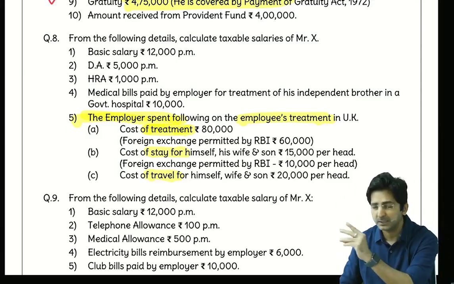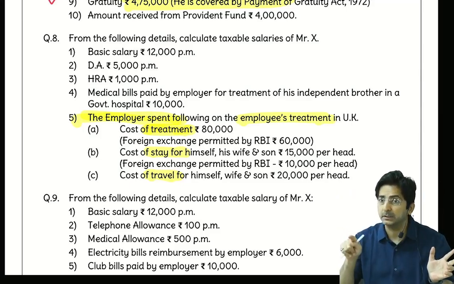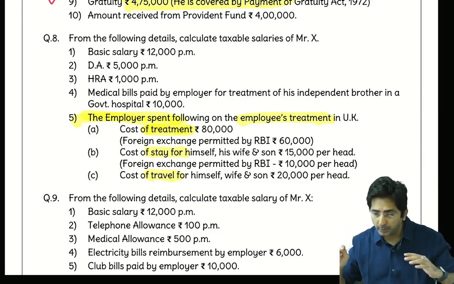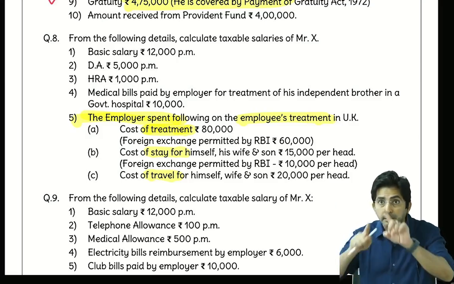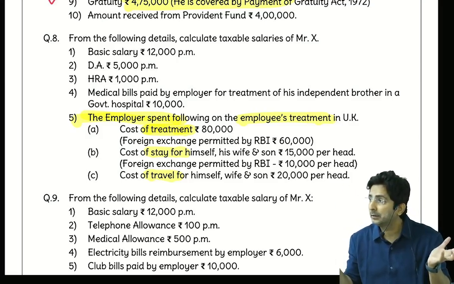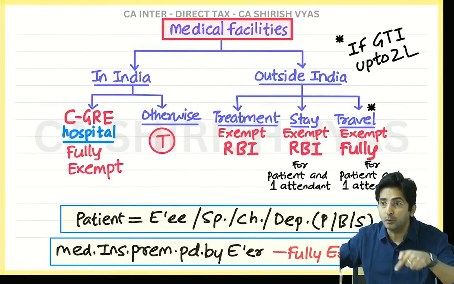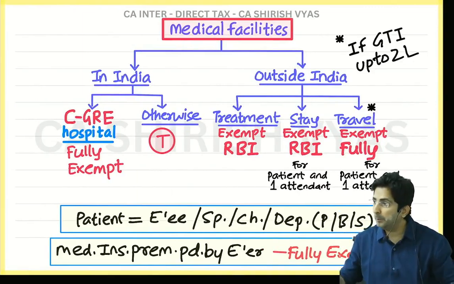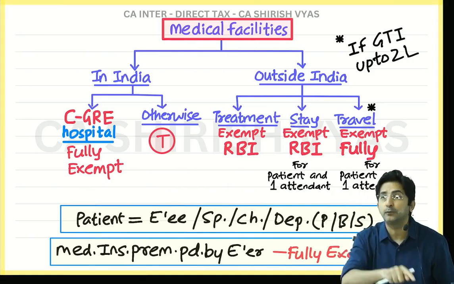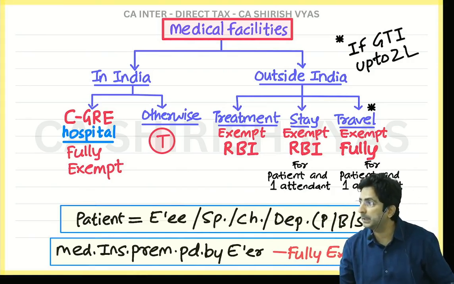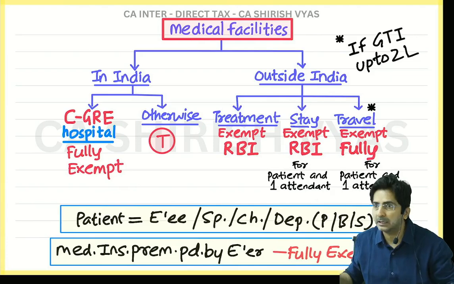See, this is very important. Listen. Don't directly jump into the chart. Check the patient. Only if the patient is employee, spouse, children, dependent parents, brother, sister, then only you have to use the chart. Which chart am I talking about? The chart which I gave, this one. So when to go into the chart? Only when the patient is eligible. So the best technique is, the moment you see medical perquisite, directly check the patient first. Because if you realize that the patient is someone else, who is not falling here, then you don't need to use the chart, it's taxable.